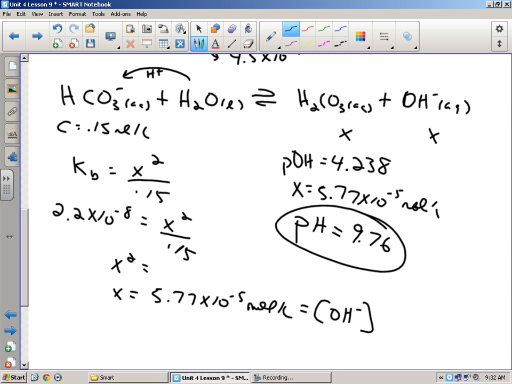Now, if it had behaved as an acid, it's a little bit quicker because you don't have to worry about pOH. So you do Ka, same thing, x squared over 0.15. You'd use the Ka value instead, of course. You'd calculate x, but that would be for the hydronium ion. You take the negative log, and you're done.